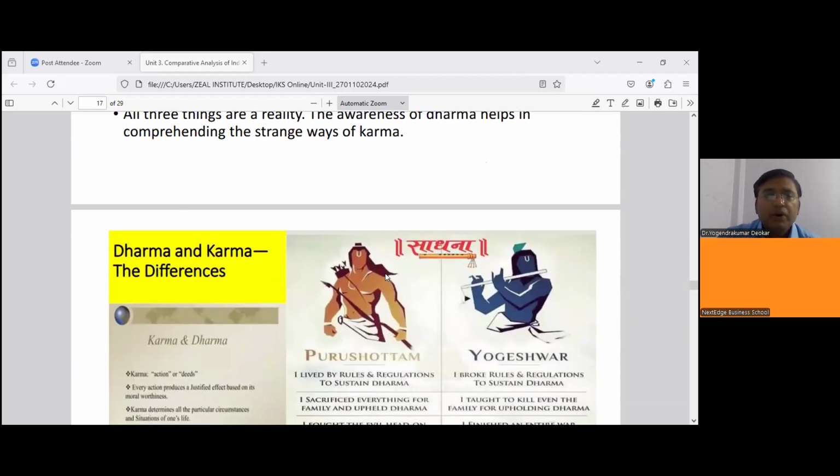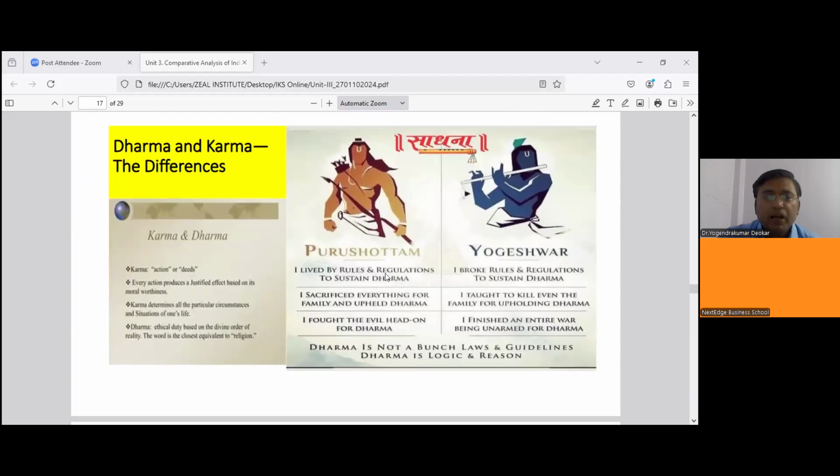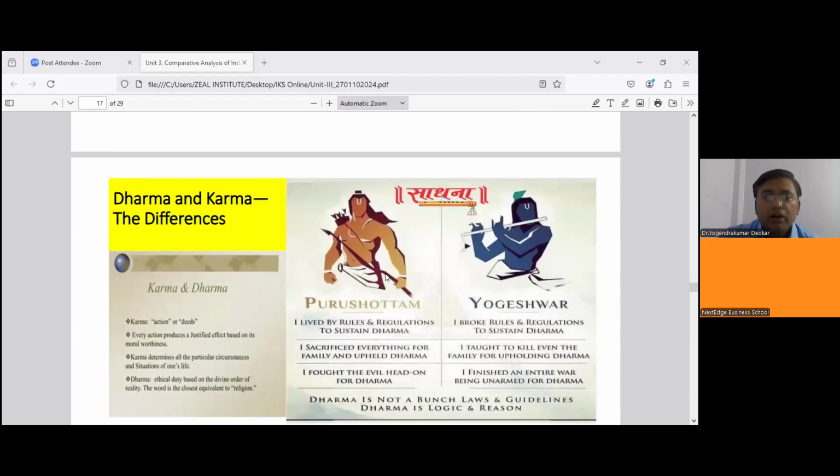It is changing. Okay, for this example, I can give the example of two great figures in history: Purushottam, that is Bhagwan Shri Ram, Maryada Purushottam, and Yogeshwar, who is Bhagwan Krishna. Both personalities followed their dharma in their own style. Dharma is not a bunch of laws and guidelines. Dharma is logic and reason. So dharma is a logical thing. It is guided by logic, and it has some reasons.